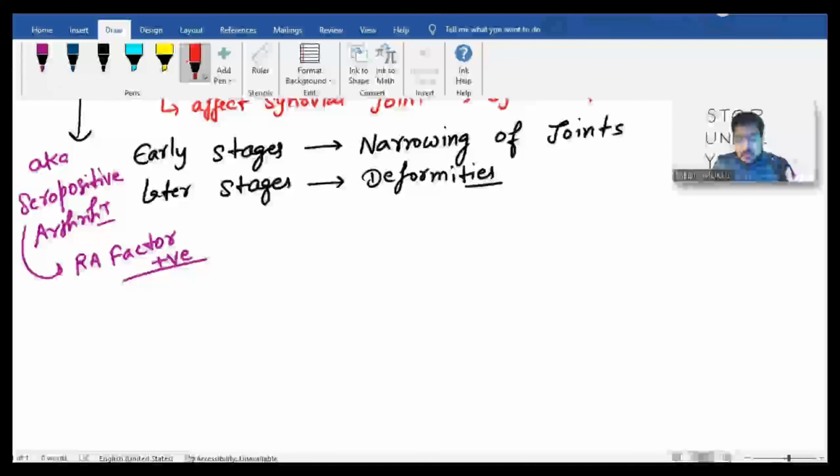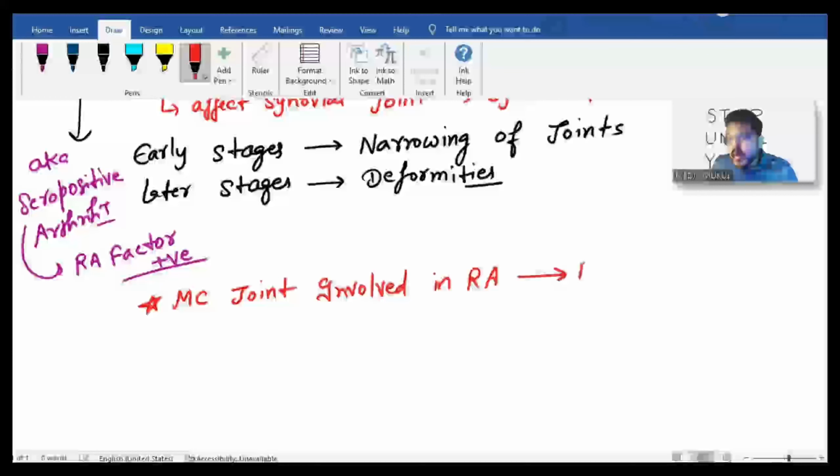Now what should the next question be? In rheumatoid arthritis, if there is arthritis, joint inflammation is there. So which is the most common joint involved in rheumatoid arthritis? Yes, you are all correct, it is the metacarpophalangeal joint. Other than that, we can have the PIP as well. What is the PIP? That is the proximal interphalangeal joint.